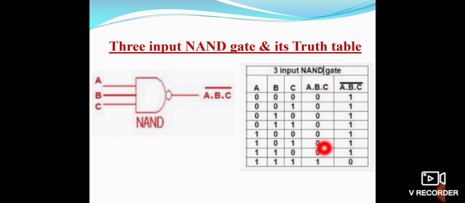This is the output of AND gate, and you can see this column is just the complement of that column.